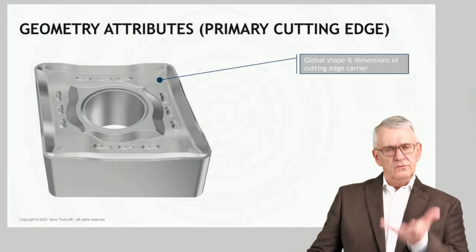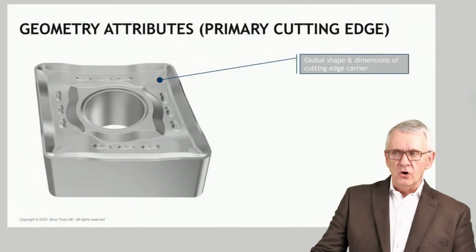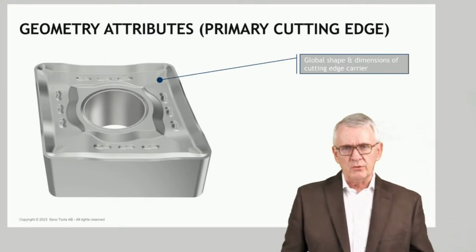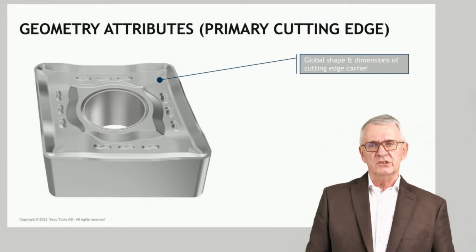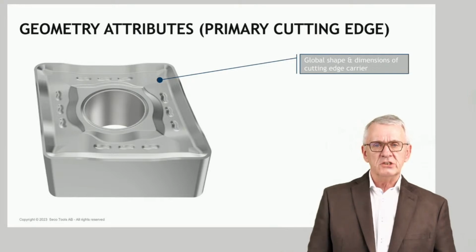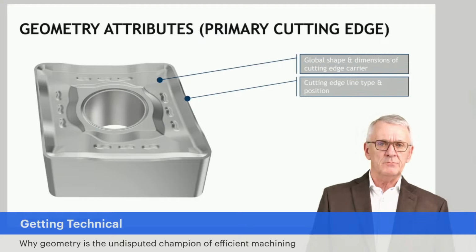Now, if you look to an insert from a geometrical perspective, first of all, you have the global shape and dimensions. Shape is square, triangular, whatever. That's what we refer to as global shape, and the global dimensions are how big is this thing? How long is the cutting edge? How thick is the insert? And so on and so forth. You also have the cutting edge line type and positioning. Is your cutting edge a straight line or a curved line? And how is it positioned compared to the operation? That's what we refer to as the cutting edge line type, straight or curved, and positioning.